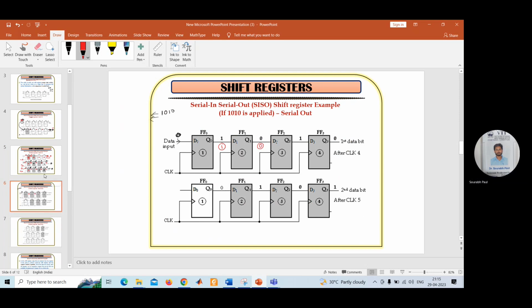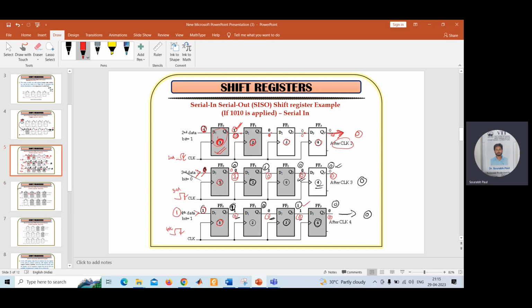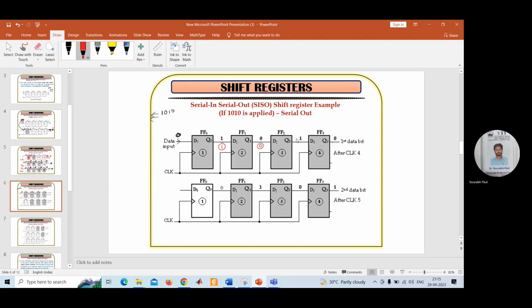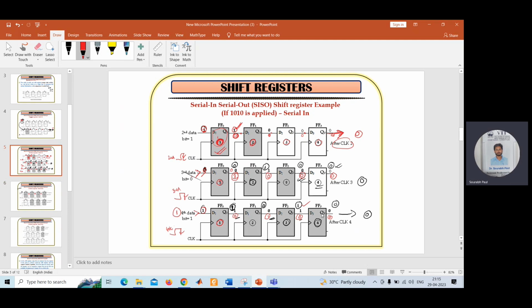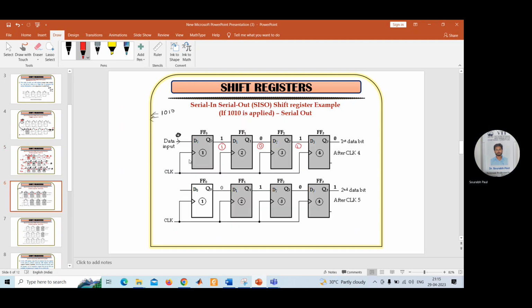Then the next one is 1. One is 1 and next one is 0. Okay. The next one is 0. So this is all the previous stage output I have written. Now I need to apply the clock for the fifth time.